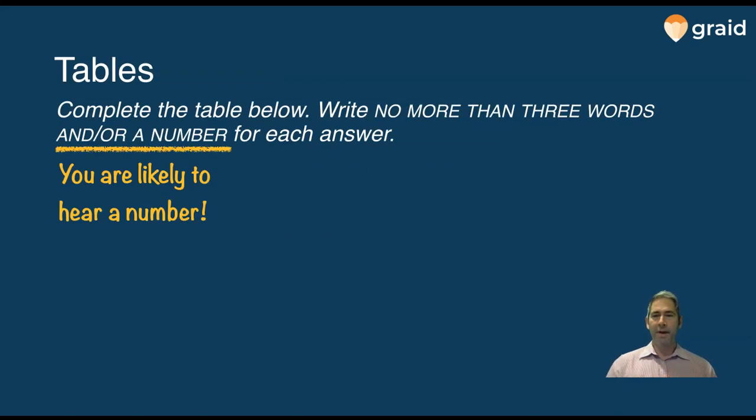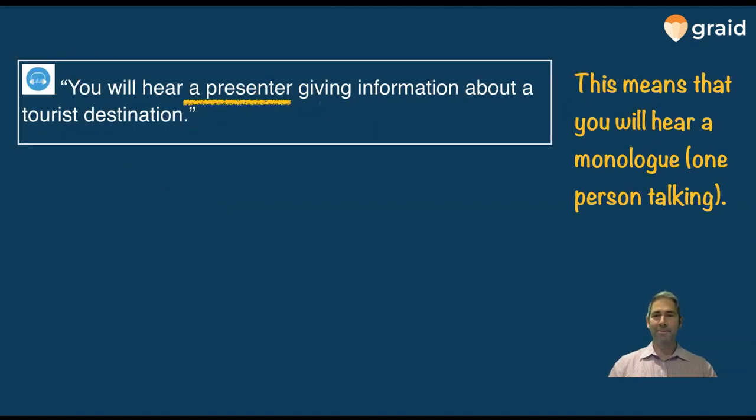Let's move on to the final question, which is completing a table. I'll let you read the instructions. Again, we're told no more than 3 words and/or a number. So, this means we can't have 4 items. All of the instructions in this video have that same one. So, good chance to realize that there is a small difference. Sometimes we're only writing words. Sometimes we have to write words and/or numbers. Again, likely to hear a number.